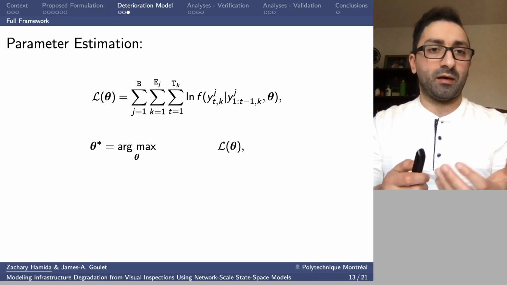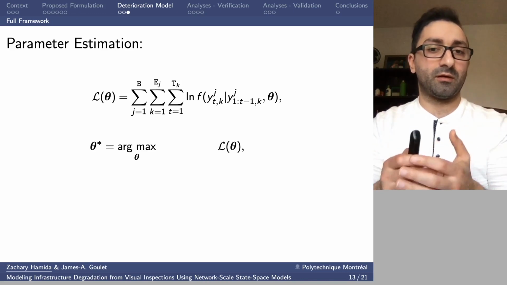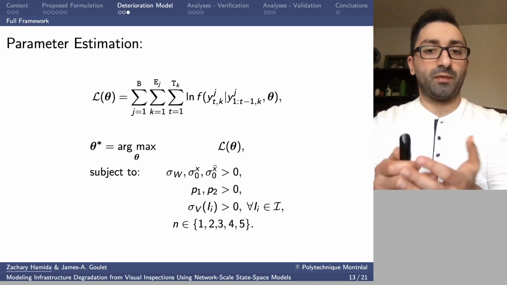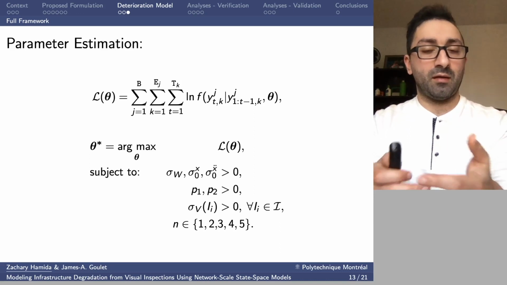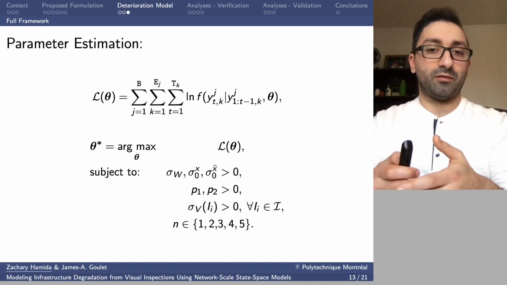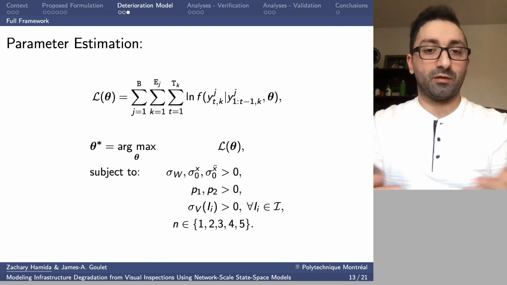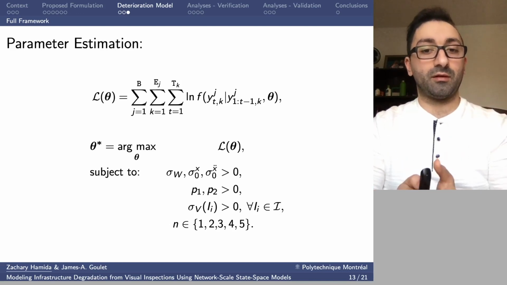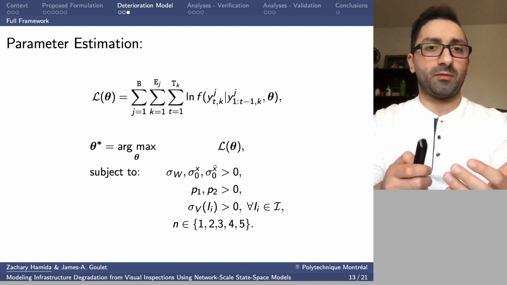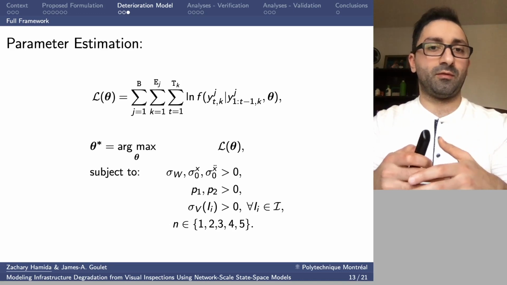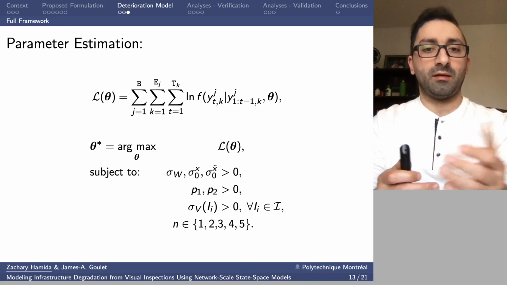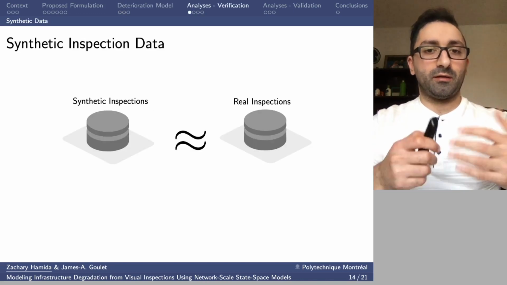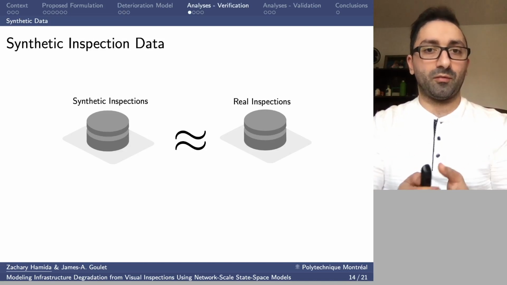And our optimal parameters are obtained through maximizing the log likelihood subject to the parameters' feasible domain. In this case, all the standard deviations, or variances, should be positive, and the n parameter has integer values. Again, the details are available in the paper for the full parameter estimation framework and further details about the parameters. Now, this is the model, this is the parameter estimation and the parameters of the model.